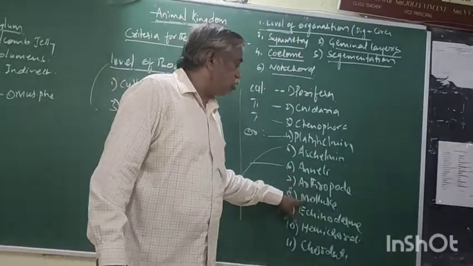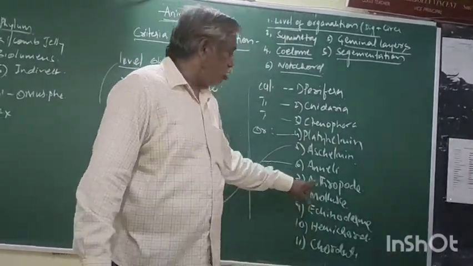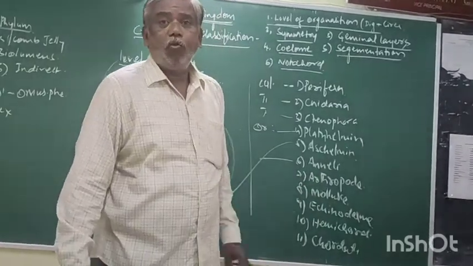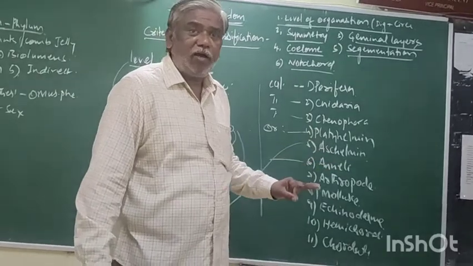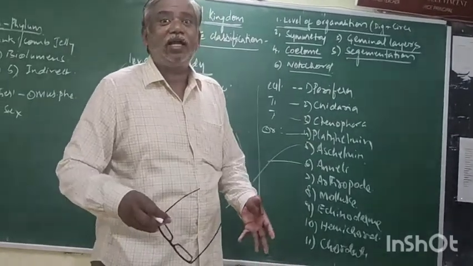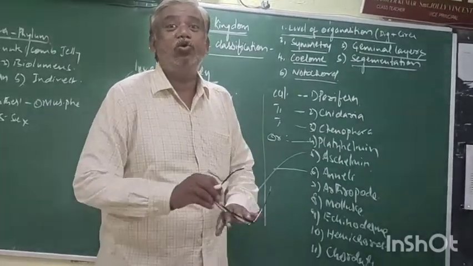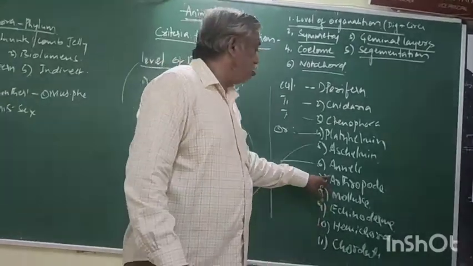But another type is also there in this animal kingdom, that is the open type. Arthropods and molluscans show the open type of circulation because in these two phyla, the blood passes through canals and sinuses. There are no blood vessels. Hence, it is called the open type.